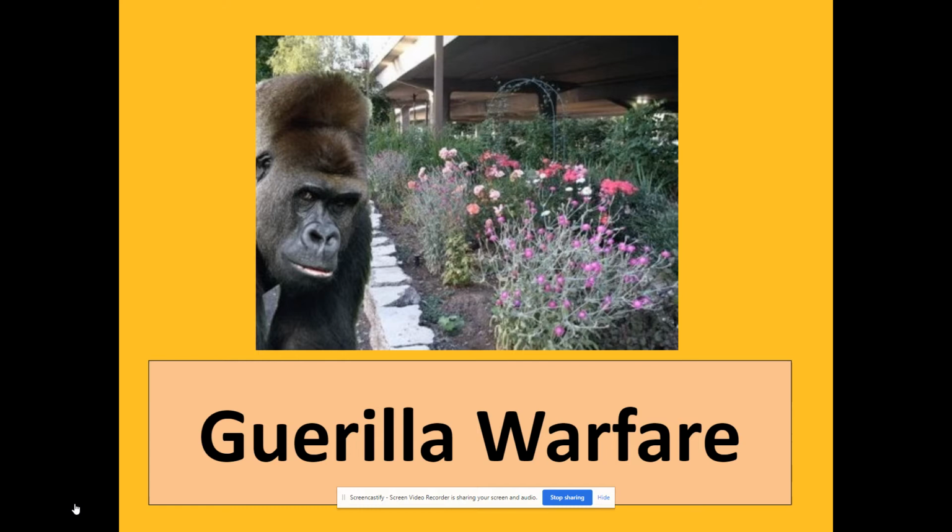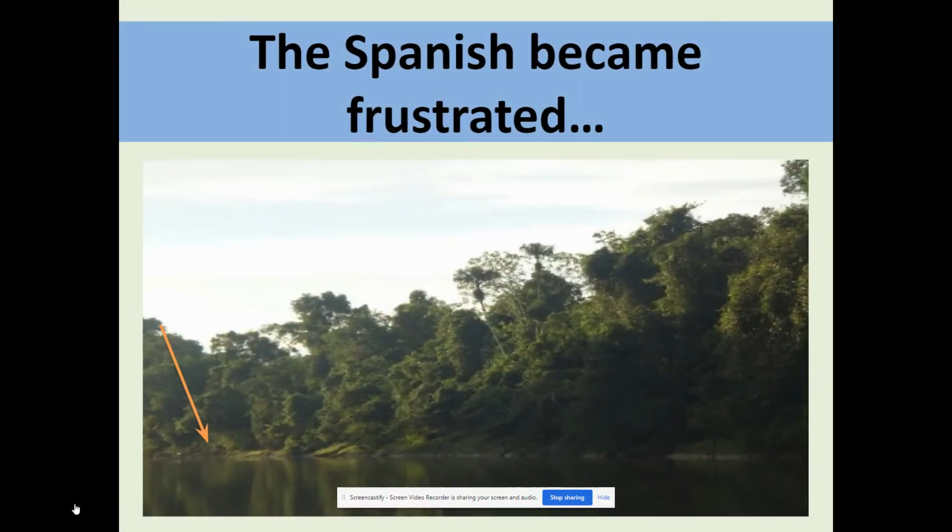It's not defeating your enemy outright. It's becoming so annoying and slowly bleeding them to death so they leave you alone. So guerrilla warfare is a tactic that will eventually be embraced by many revolutions. So the Spanish were feeling frustrated because when they got shot at or attacked, they often didn't know where, so they had no enemy to fight back against.